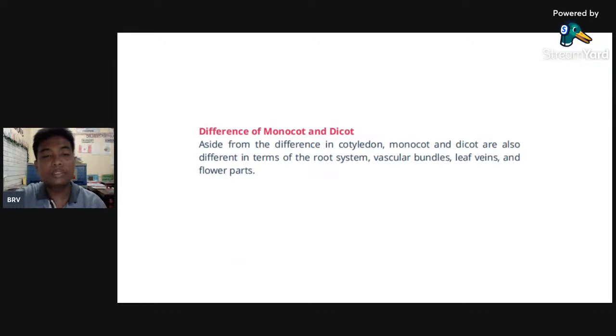Next, the differences between monocot and dicot. Aside from the difference in cotyledon, monocot and dicot are also different in terms of root system, vascular bundles, leaf veins and flower parts. We will discuss what monocots are and what dicots are, so that if we encounter flowers or roots, we could identify them. There are indicators we can see that tell us whether it is a dicot or a monocot. Okay, so let's start.